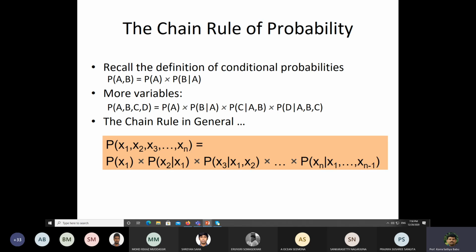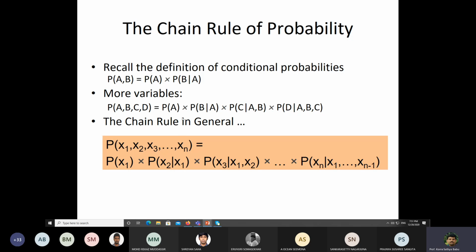If we allow more variables, then the probability of A, B, C, D, a sequence of words, A followed by B followed by C followed by D, can be written as probability of A, the probability of A occurring as the first word, into probability of the second word B given A, into probability of C, the third word, occurring given A and B, the first two words, into probability of D, the fourth word, occurring given the first, second and third words A, B and C.